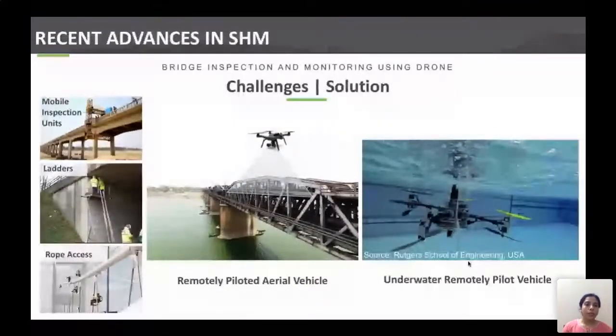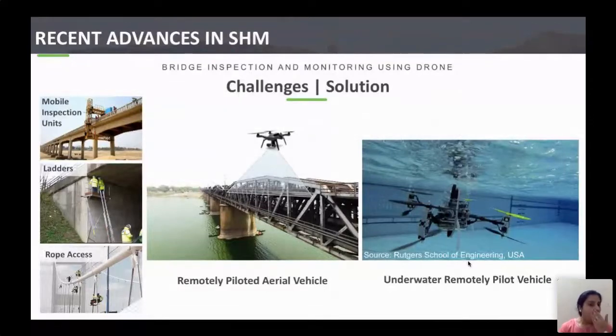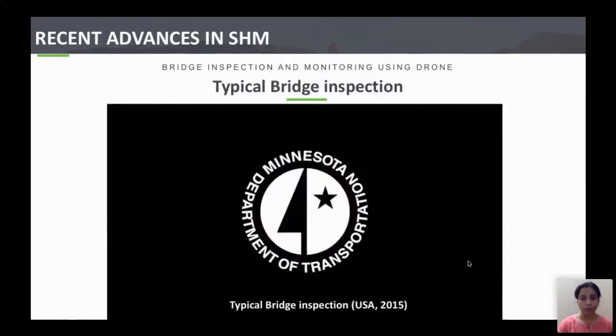Okay. So next are the recent advances in SHM. Here, first we'll cover the drone technology. We know that the current practices are rope access ladders, and at most mobile bridge inspection units, but they are many times slow techniques and risky. So drone technology is basically a way which has revolutionized the visual inspection till now, I would say.